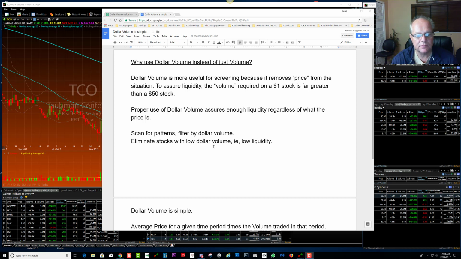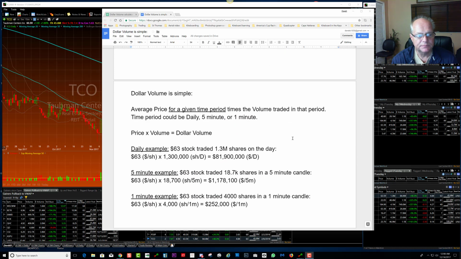Eliminate stocks with low dollar volume, i.e. low liquidity. Dollar volume is very simple. It's the average price for a given time period, and that's a key concept, times the volume traded in that time period. The time period could be daily, 5-minute, or 1-minute. You could do 15-minute or whatever suits you, but I use daily for nightly scans and 5-minute and 1-minute for intraday.